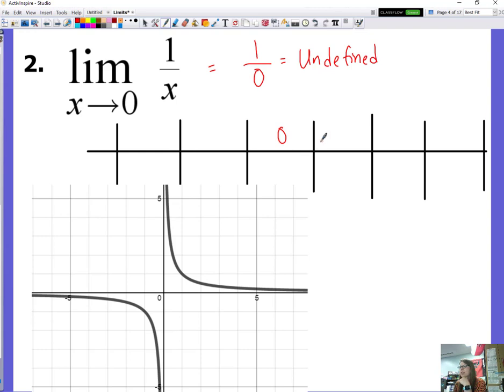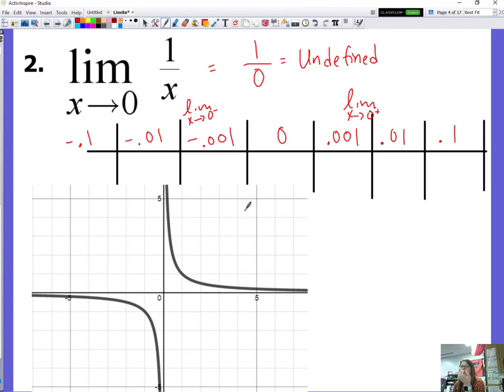And so some values like that, we could say 0.1. 0.1 is close. And we can get even closer, 0.01. And then we could get even closer, 0.001. And then on the other side, so this would be the limit as x approaches 0 from the right. This would be the limit as x approaches 0 from the left. So this would be negative 0.1. This would be negative 0.01 and negative 0.001. As I approach from the left, as I approach from the right.